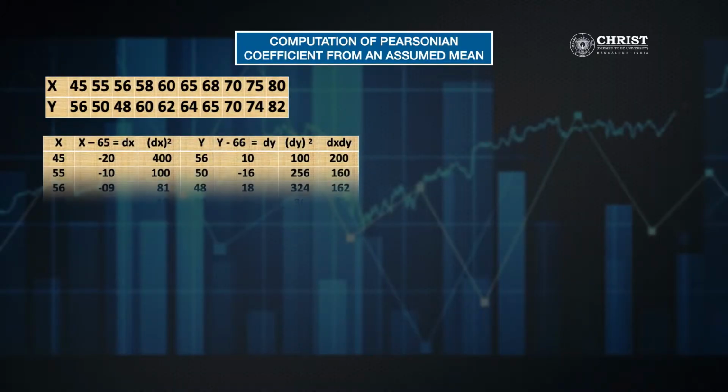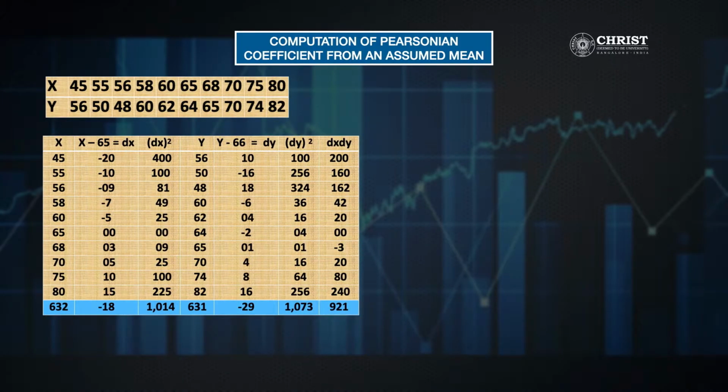Now the computation is explained. The x values are there and deviations are denoted as dx. Minus signs are there and plus signs are there. Then you have to take the square of these values, that is 400, 100, 81, 49, 25, 0, 9, 25, 100, 225. Total is 1014. Similarly, the y series is there. We have taken deviations from 66 and squares of these values are 100, 256, 324, 36, 16, 4, 1, 16, 64 and 256. Total you will get as 1073.